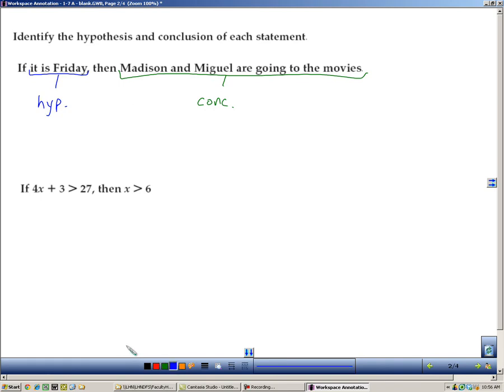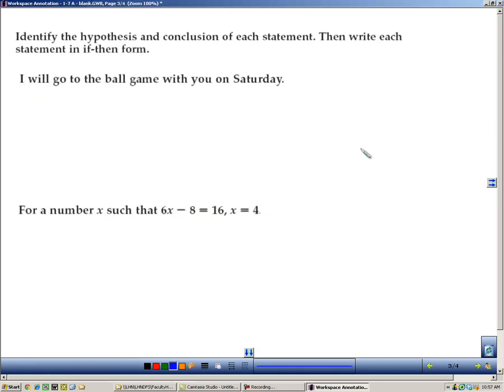Let's look at the second one. If 4x plus 3 is greater than 27, then x is greater than 6. Here's my hypothesis, and here's the conclusion. Here are some examples for hypothesis and conclusion, except this time we not only have to identify the hypothesis and conclusion, we have to write the statement as an if-then. I actually find it easier to write the if-then form first, because once you write it in if-then, as we learned in the last video, it's very easy to pick out the hypothesis and the conclusion. So let's take a look.